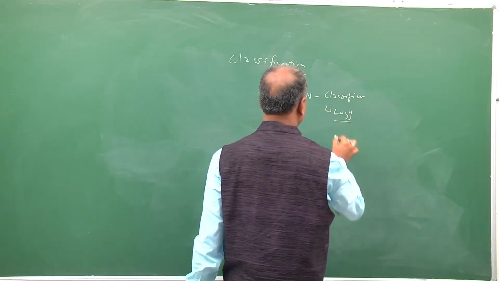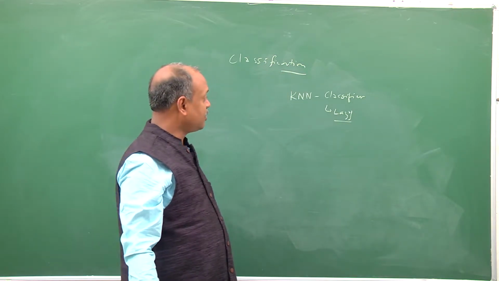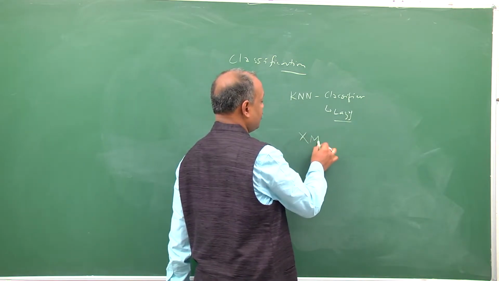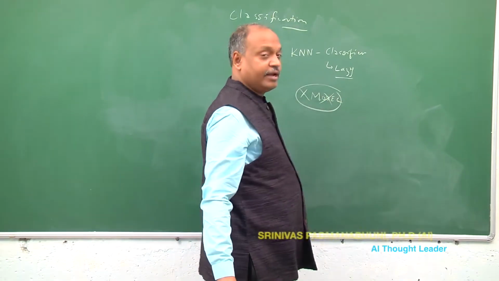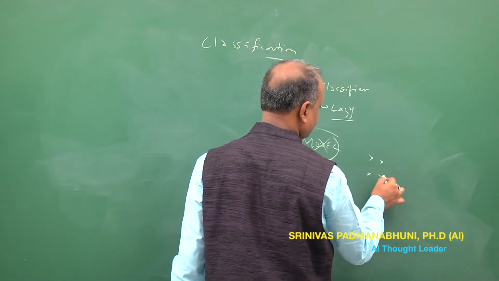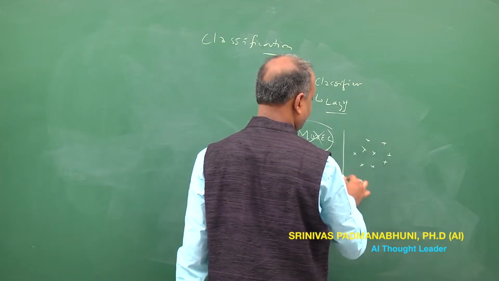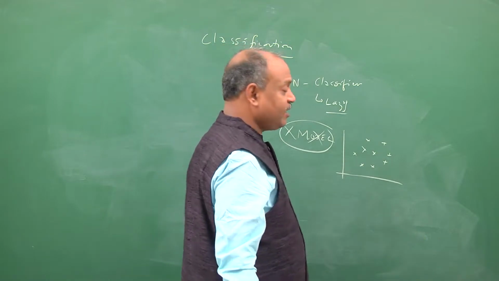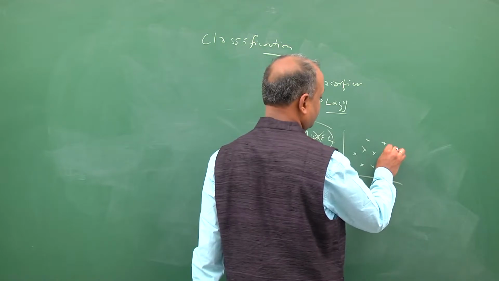KNN, which is also known as K nearest neighbor classifier, is also known as a lazy classifier because in this case we do not generate a model. Instead, suppose I have a set of points, two classes, say x and plus. You take any point which you want to predict the class for. So let's say we are talking about this one.